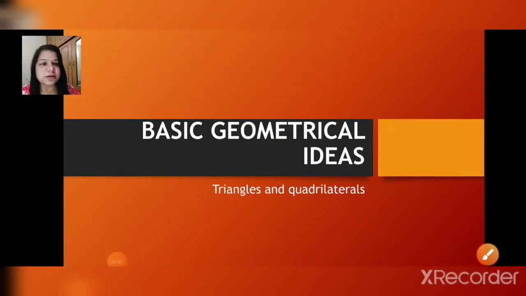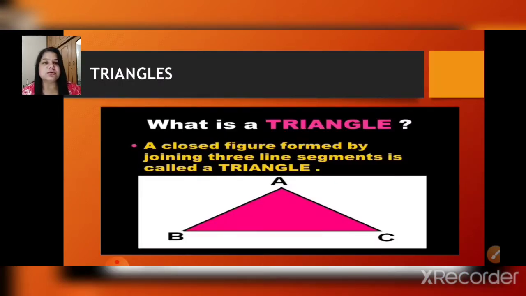Good morning everyone. Today we are going to do chapter 4, basic geometrical ideas, and today's topic is what are triangles and what are quadrilaterals. As we had discussed earlier also about the polygons. So what is a triangle?